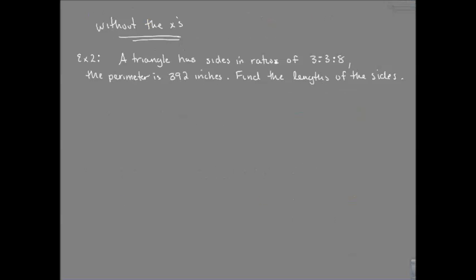Now you have to do the same thing, but you're given the ratio, and you're not given the variable. So if we have a triangle with sides in a ratio of 3 to 3 to 8, and the perimeter is 392 inches, we need to find the lengths of the sides. Well, in our previous example with the angles, we had x's in there. On this one we don't, but we can put them in. 3 could be 3x, 3x, 8x. So anytime you see that extended ratio, as long as you know what they would add up to, you just throw an x in with each of the numbers. So a 3 to 3 to 8 ratio is the same thing as 3x to 3x to 8x.